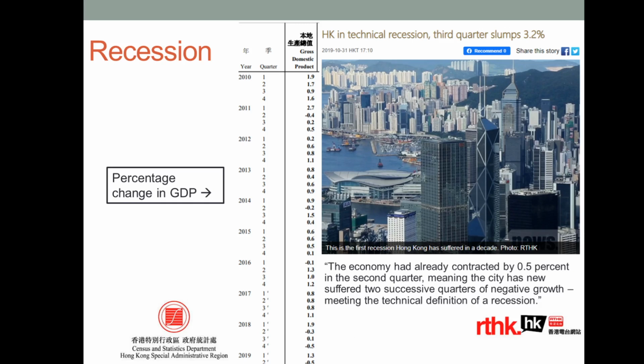Of course there are so many reasons behind why we are having recession right now. It could be because of the protests and also the trade war and the international financial crisis. So many different factors. It's not just one particular factor which makes it happen. So that's recession.